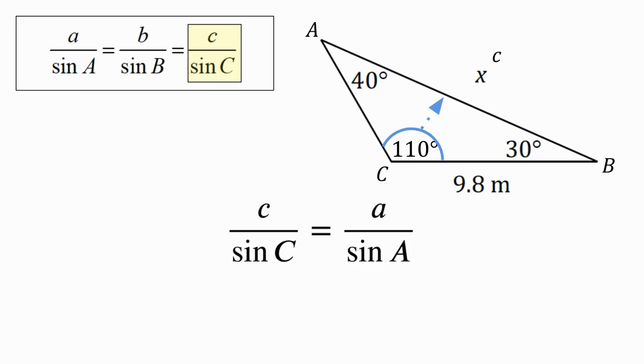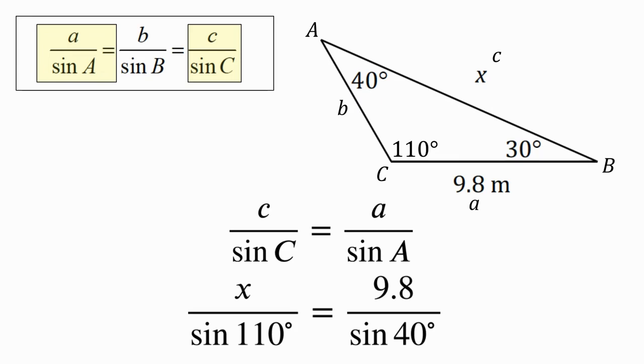You'll notice that while we know angle B is equal to 30 degrees, the side opposite, side B, is unknown. We need to choose the angle-side pair where both the angle and its side opposite are known. Once we substitute 110 degrees for angle C, 9.8 for side A, and 40 degrees for angle A, we'll try to solve for side C.